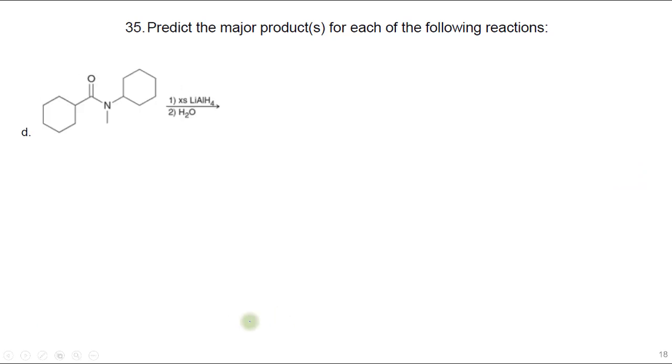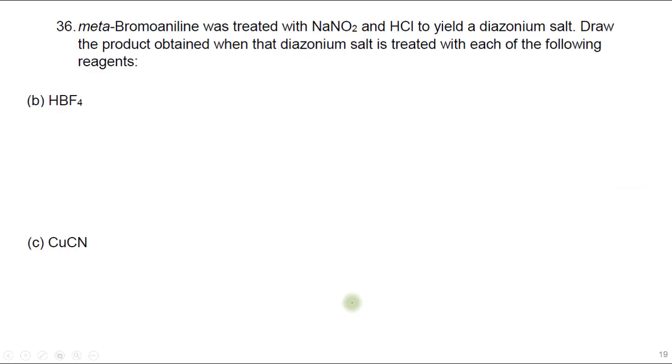All right, that's the problem that we just did. All right, meta-bromoaniline is treated with the diazonium salt, and then each of the following. So the diazonium is just going to make the N2 where the aniline is. Reacting it with HBF4 is going to give us a fluorine there. And then reacting it with copper nitrile is going to give us a CN.